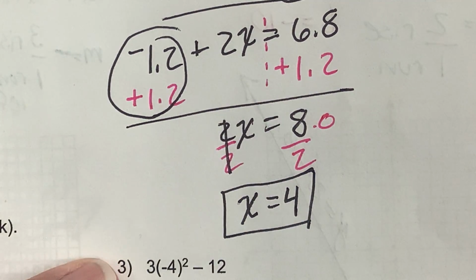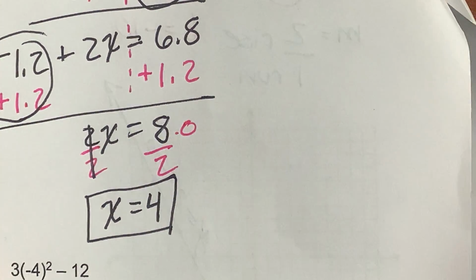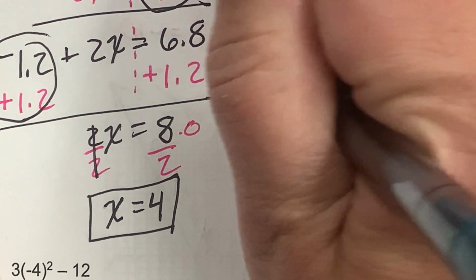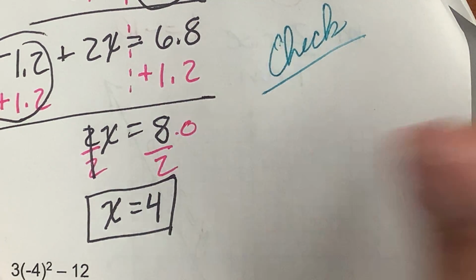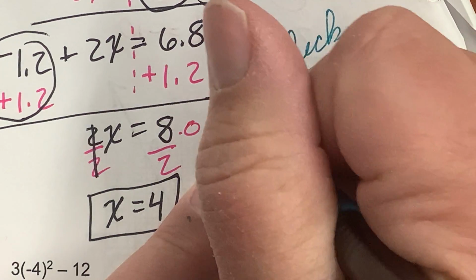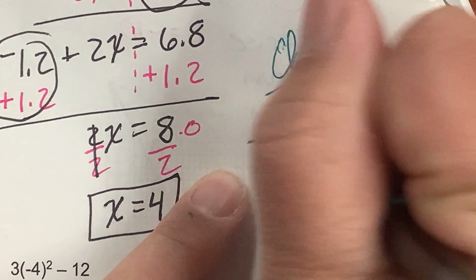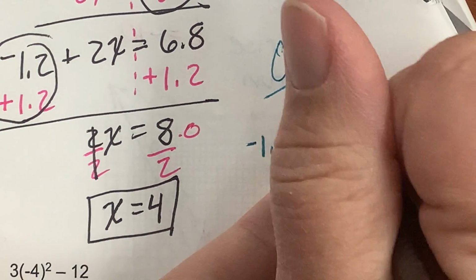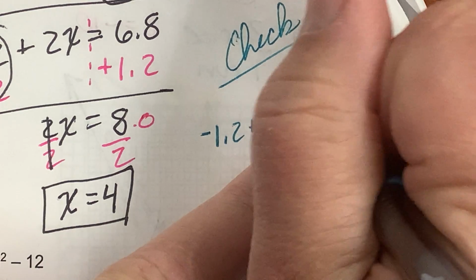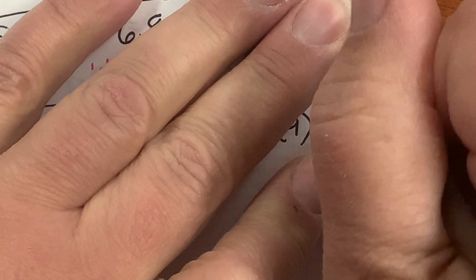And I know that that's my answer, but you know what? I'm going to check it anyhow. And here's to checking. I'm going to do that quick check on my calculator. I'm going to rewrite the problem, and I'm going to substitute that 4 as my answer. So negative 1 2/10 plus 4 times 4 equals 2 times 4 plus 6 8/10.